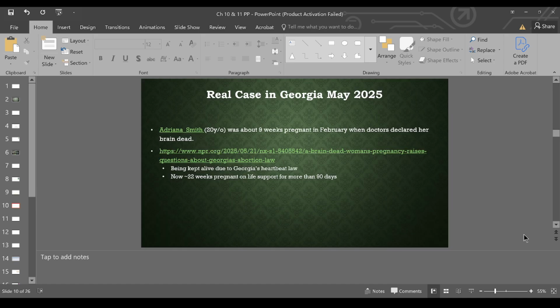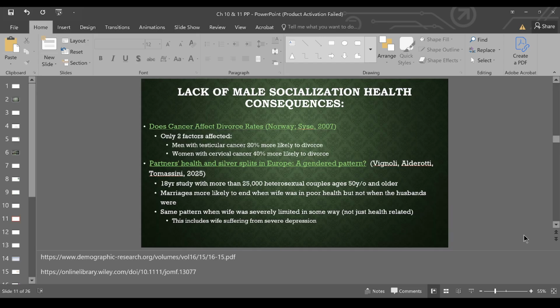All right, next slide. And then we got real cases in Georgia, May 2025. This was a while back. I don't know how long ago this was, but if it was barely recent, we'll see what happens. I mean, that is beyond my belief. I didn't know until now what was going on. But there's a link to this, and I'll also leave it in the description, so that anyone who wants to see this can see what's going on.